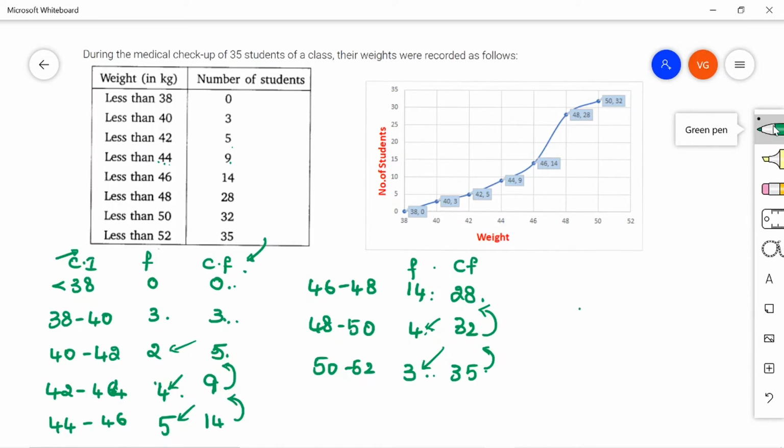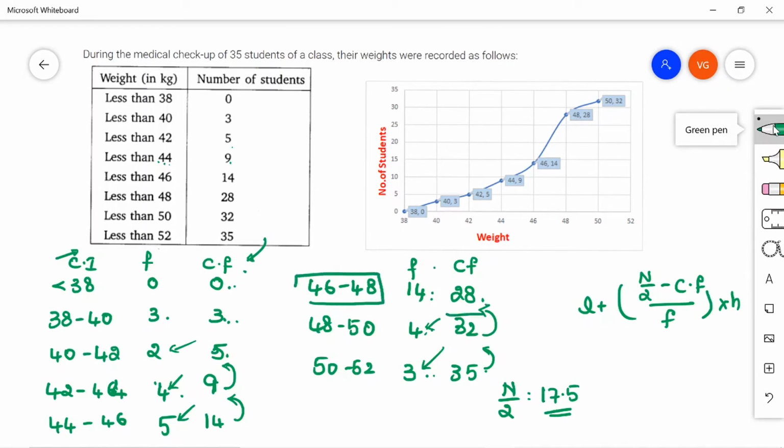So median is given by L plus n by 2 minus cumulative frequency divided by frequency into height of the median class. For that, first we need to calculate what is the median class. So n by 2, take n by 2. So you are already given with 35 students. So 35 by 2, 17.5. So you have to select the cumulative frequency that is just above 17.5. So here it is nothing but 28. So the corresponding class is the median class.